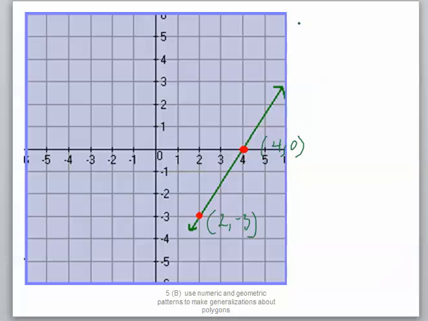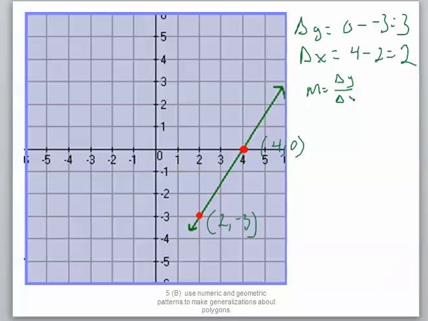So all I got to do is find my change in y's. I'm going to say 0 minus a negative 3 is going to be a positive 3. My change in my x values is going to be 4 minus 2, which is going to be a 2. And my slope, m, is going to be my change in y's divided by my change in x's, which is going to be equal to 3 over 2. That means it goes up 3 and over 2. That's what it does. It goes up 3: 1, 2, 3, and over 2: 1, 2. Very good. So that's how we do that.